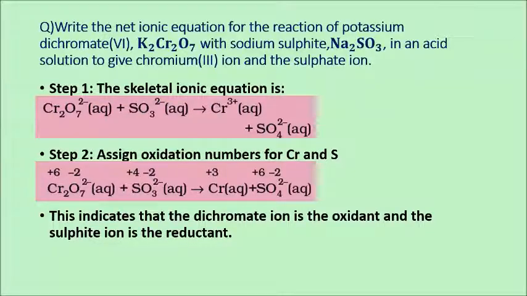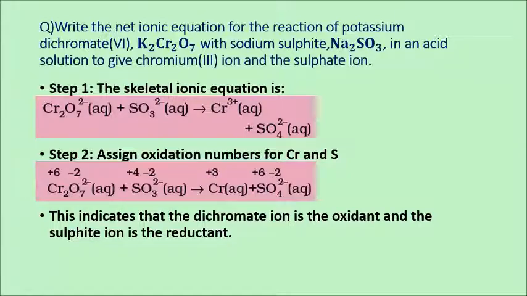Write the net ionic equation for the reaction of potassium dichromate, that is K2Cr2O7. In this formula, the chromium is having a +6 oxidation state. That's why the Roman numeral 6 is mentioned there. With sodium sulfite, that is Na2SO3, in an acid solution to give what? Chromium 3 ion. That means on the product side, the chromium will be changed to +3 oxidation state, and along with that the sulfate ion is there. So this is our question.